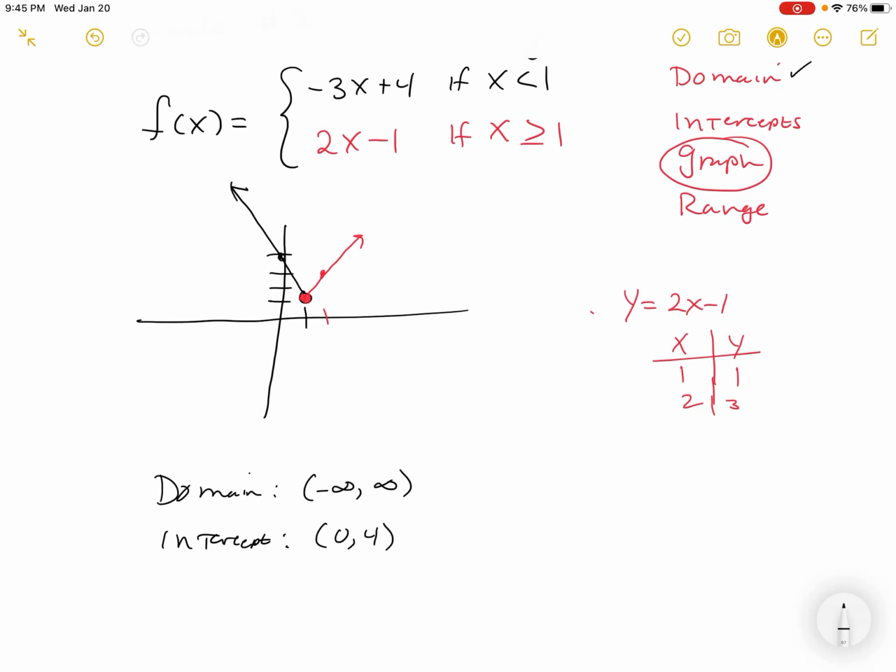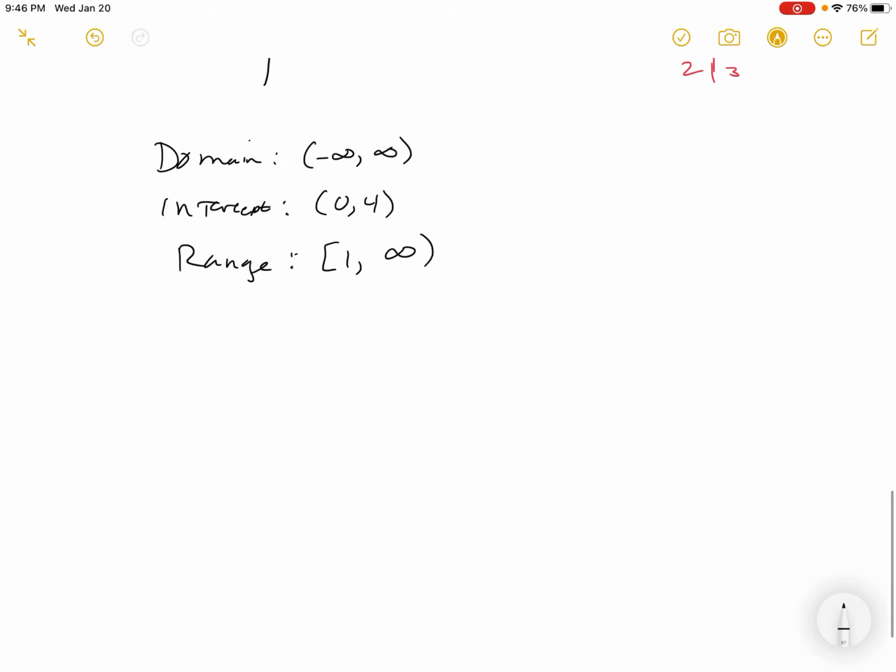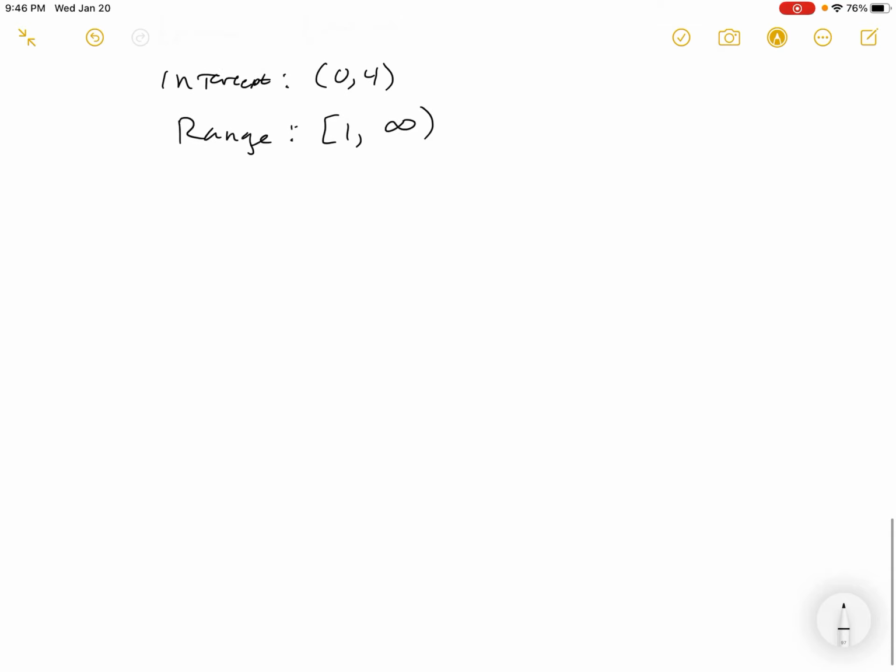The graph we have done, and what's the range? Well, what's the lowest value obtained? Well, the lowest value obtained is the y value of 1, and we can go as high as we want. So that's why I'm really suggesting that you do the graph first. Another example, same type of thing, same 4 questions, but just to give you another example in there.